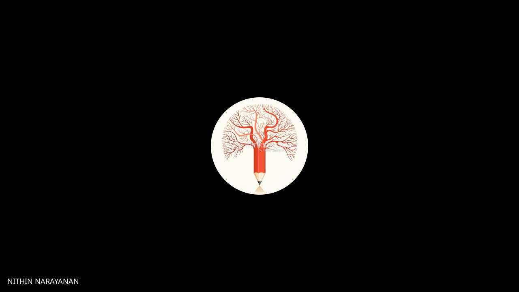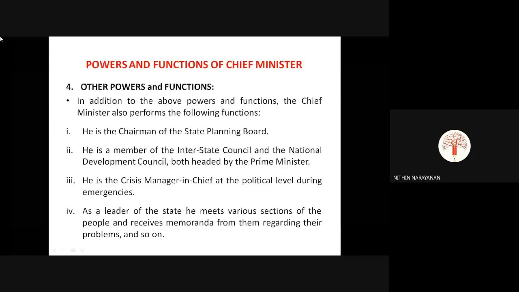In addition to the above functions, the chief minister performs the following functions. He is the chairman of the State Planning Board. He is a member of the Interstate Council and the National Development Council, both headed by the Prime Minister. By default all chief ministers are members of these councils. He is the crisis manager in chief at the political level during emergencies. Any type of emergency, financial or otherwise, he is the one who should act as a crisis manager, similar to how the Prime Minister acts in such situations in the country.